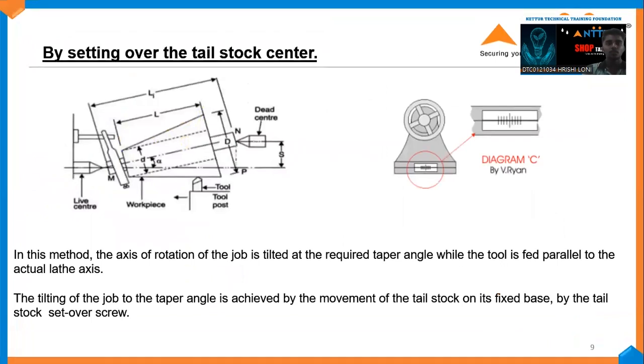By setting over the tailstock center method. In this method, the axis of rotation of the job is tilted at the required taper angle, while the tool is fed parallel to the actual lathe axis. The tilting of the job to the taper angle is achieved by the movement of the tailstock on its fixed base by the tailstock set over screw.